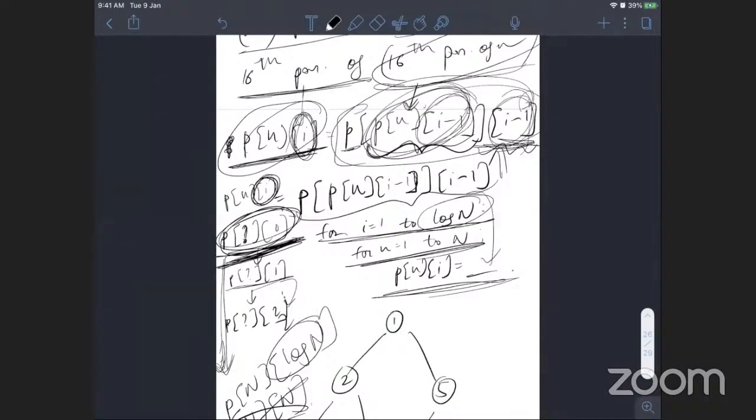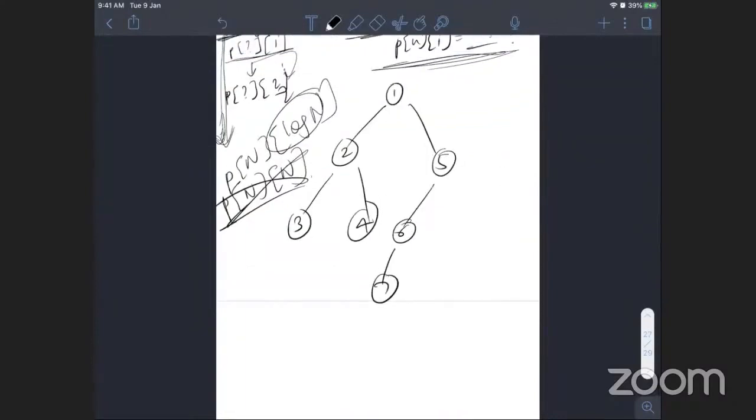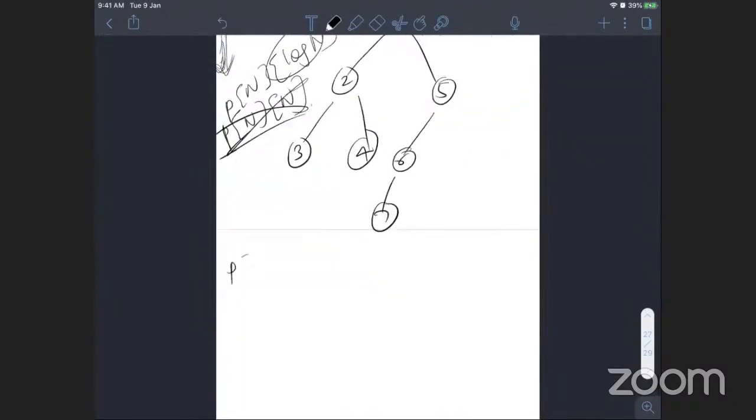Conceptually, you should still think of this as 2 to the power i, 2 to the power i minus 1, 2 to the power i minus 1. Cool. Okay. In the path aggregate question, generally what happens is with your P u i array, you also have a value i array. The idea is simpler.